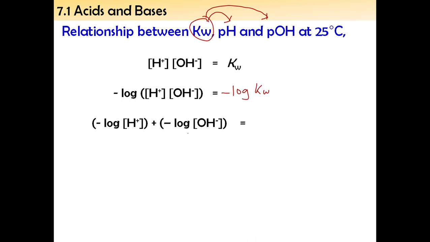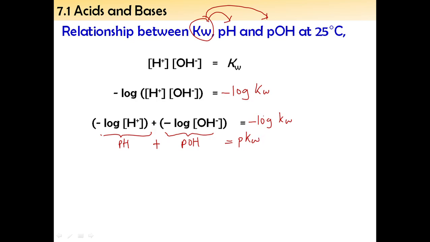Bila saya dapat macam ni, negative log KW, sama lah negative log KW juga. So we know that this is the formula for pH, tambah ini adalah formula untuk pOH. Boleh tak awak nampak negative log tu adalah P? Jadi, untuk yang ni pun saya boleh tulis pKw.